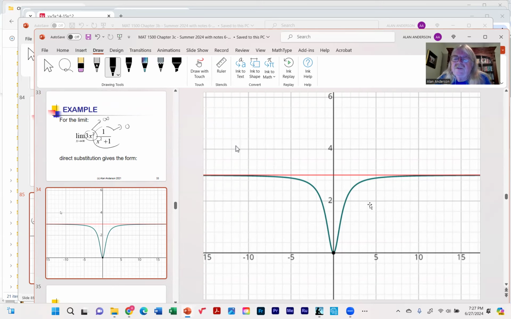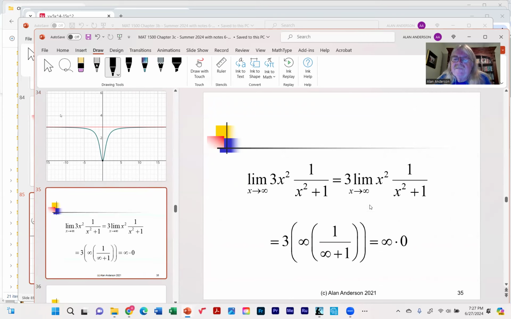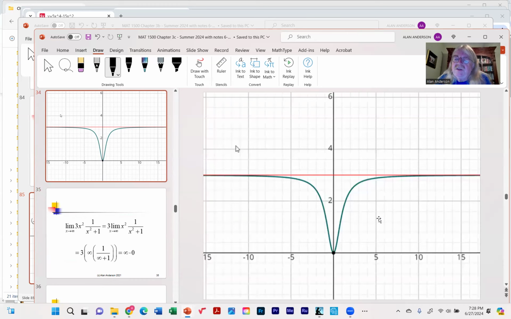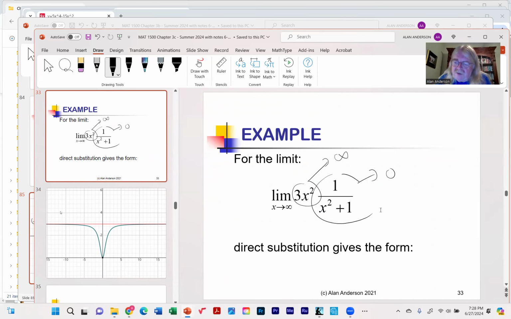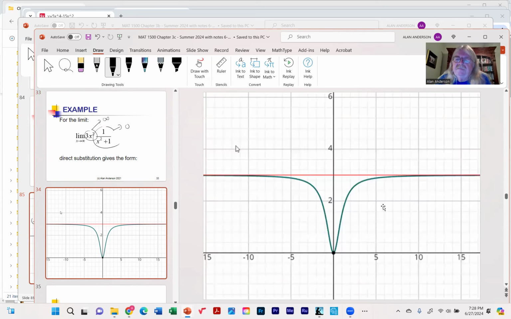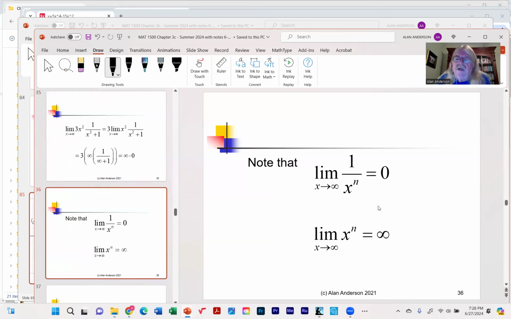Interesting. That's a pretty interesting graph. So yes, you can factor out the 3, but you end up with infinity times 0. So now what should we do to rewrite it so that we end up with either 0 over 0 or infinity over infinity? And yes, don't forget about these two. The limit as x goes to infinity of 1 over x to the n is 0. But the limit of x to the n as x goes to infinity is equal to infinity. Those are two important results.